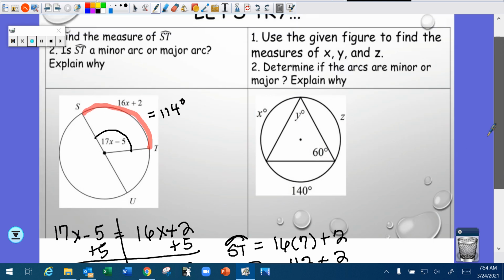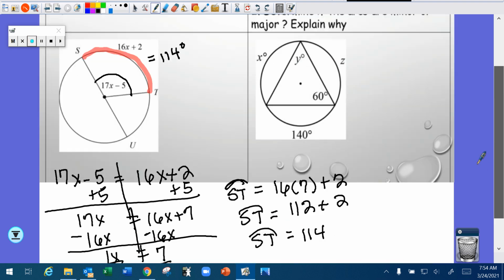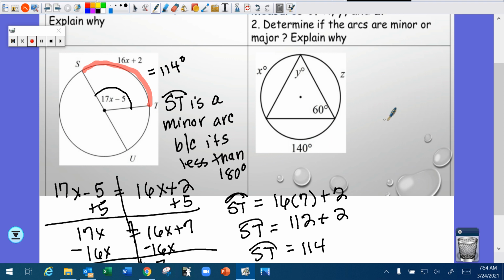Okay, and then the next question said, is ST a major arc or a minor arc? So for part 2, ST is less than 180. So ST is a minor arc because it's less than 180 degrees. All right, so you can pause this to write this down, you're going to have to pause. I'm going to go ahead and clear the page.